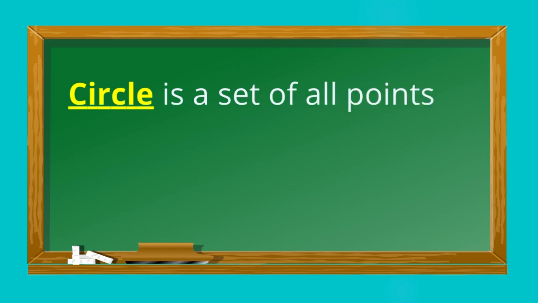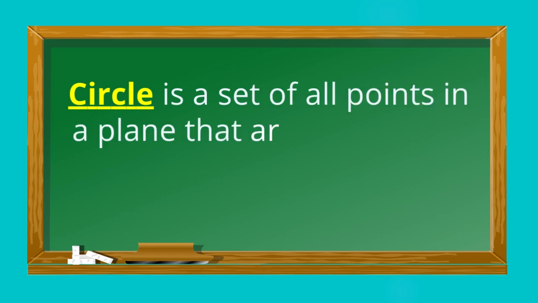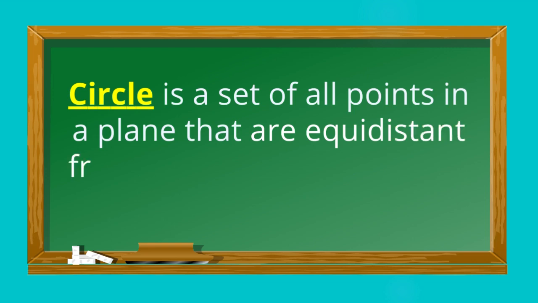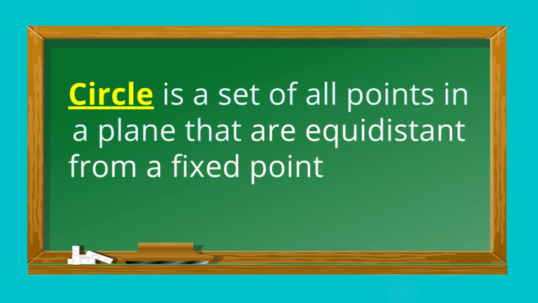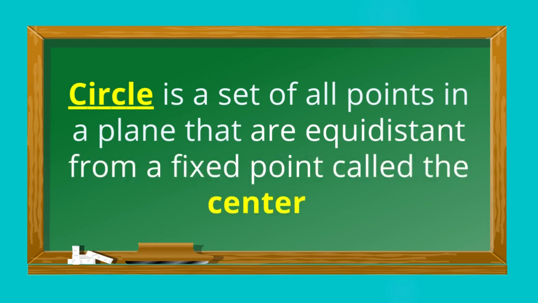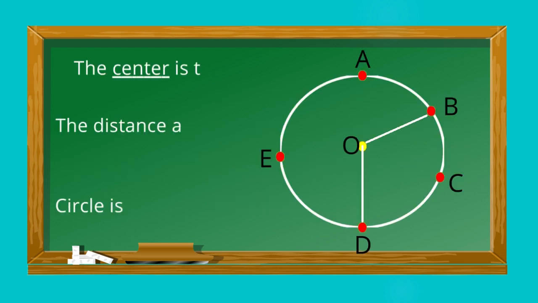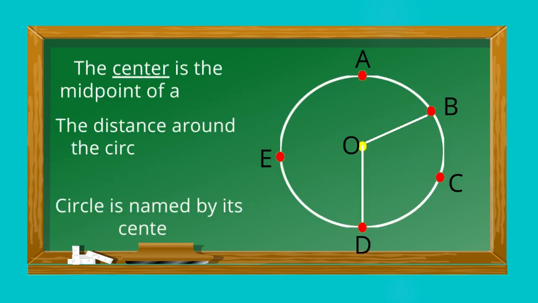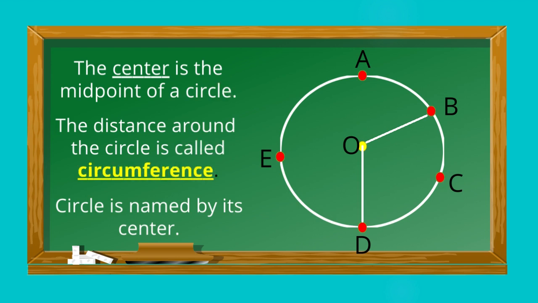A circle is a set of all points in a plane that are equidistant from a fixed point called the center. That means it has an equal distance from a fixed point, and that fixed point is called the center. The center is the midpoint of the circle, and the distance around the circle is called the circumference. And a circle is named by its center.